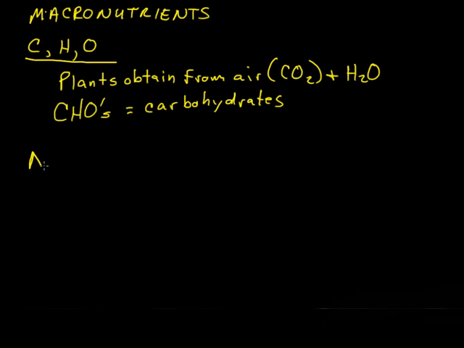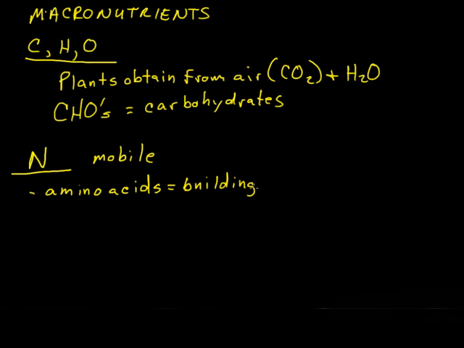The next nutrient on the list is nitrogen, and this is one of the so-called big three nutrients. Nitrogen is relatively mobile within plants, which means its deficiency symptoms will turn up in the older tissues first. And it plays a lot of different roles within plants, most notably its structural role in amino acids. And amino acids are what we refer to as the building blocks of proteins.